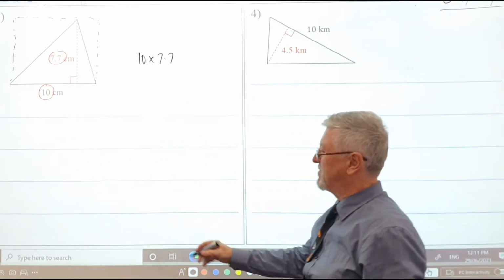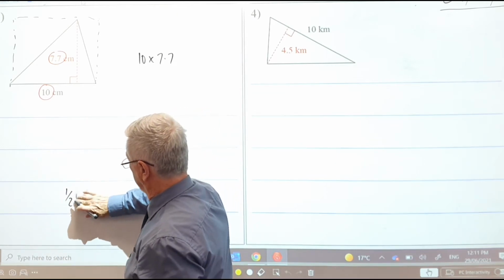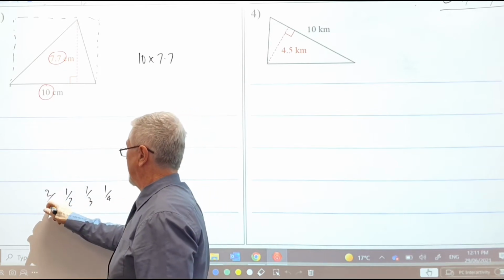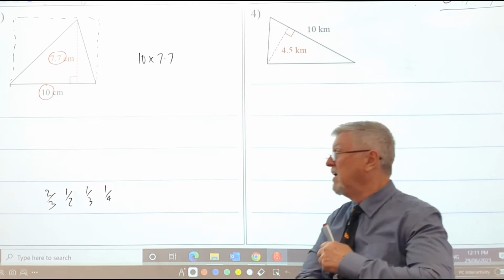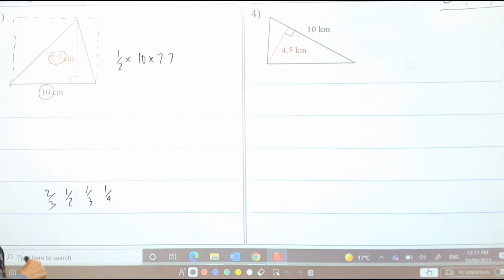Now think of simple numbers like these, watch. Most people think of a half, a third and a quarter, or maybe 2/3. Educated guess, how much do you reckon we got? Half. So, why do so many people have trouble with this? It's a half by 10 by the 7.7. A lot of people have trouble with it.